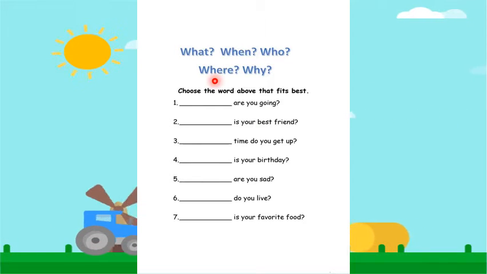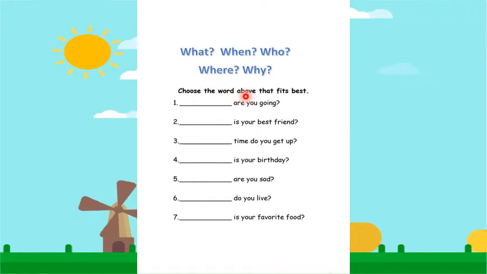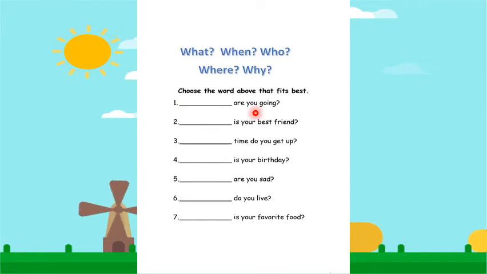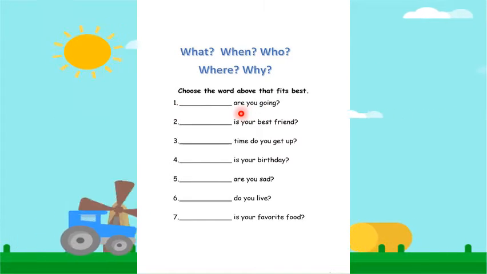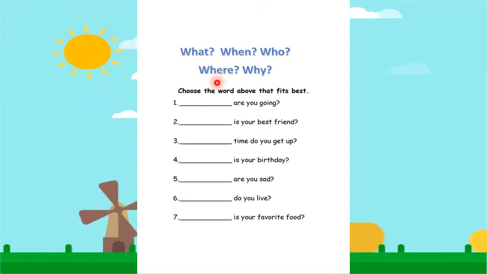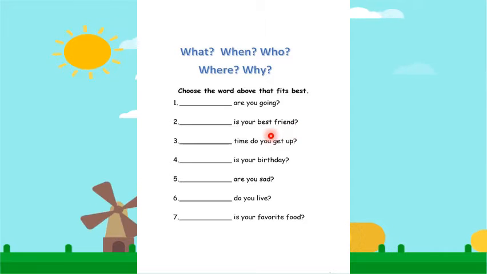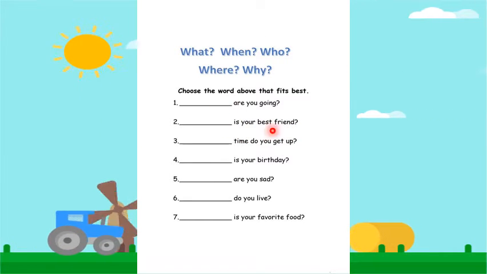What, when, who, where, why? Choose the word above that fits best. Number one, where are you going? Dia tanya, pergi mana? Pergi tempat kan? Where are you going? Number two, who is your best friend?